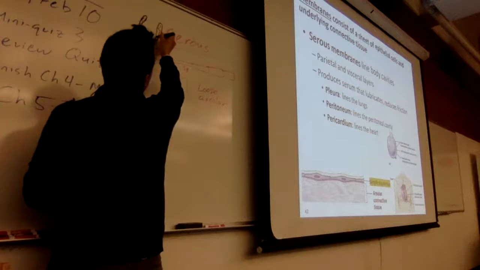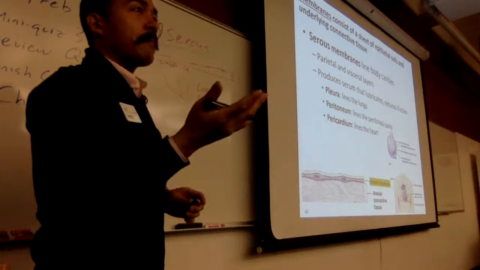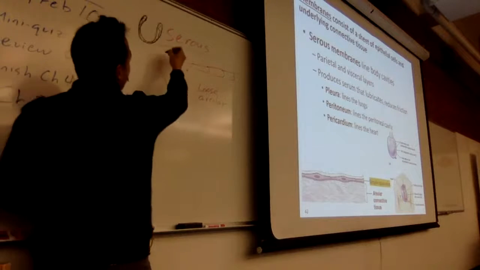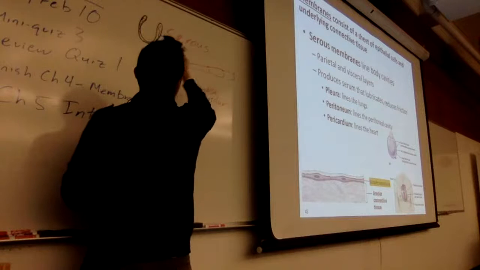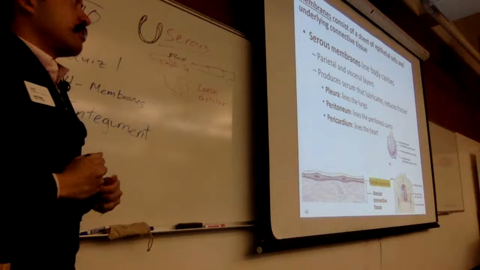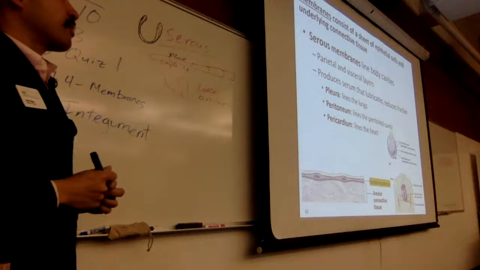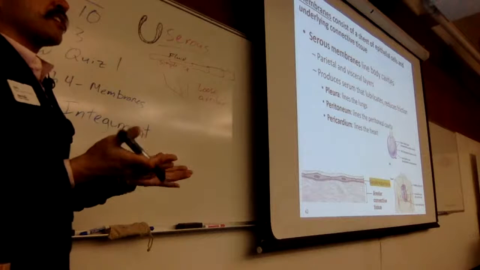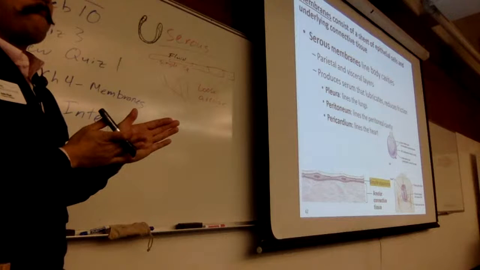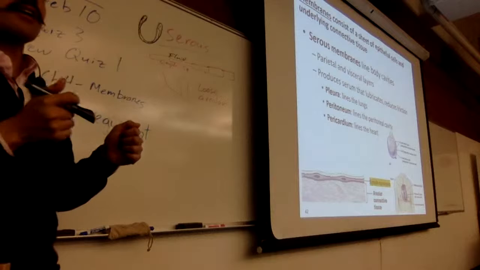What's the term for the membrane closest to the organ? Visceral, away from the organ? Parietal. So the fluid's in here, facing the fluid is the simple squamous, deep to that is the areolar. That's what serous membranes are made of and where they're found. Again, the function is to help reduce friction. Questions on serous membranes?